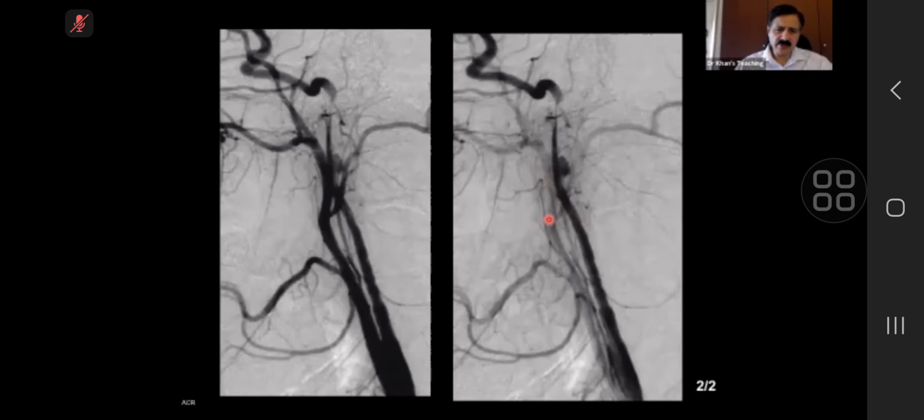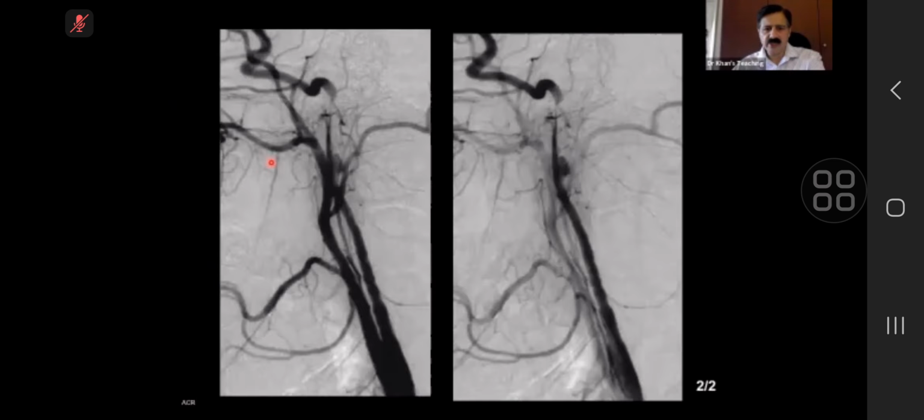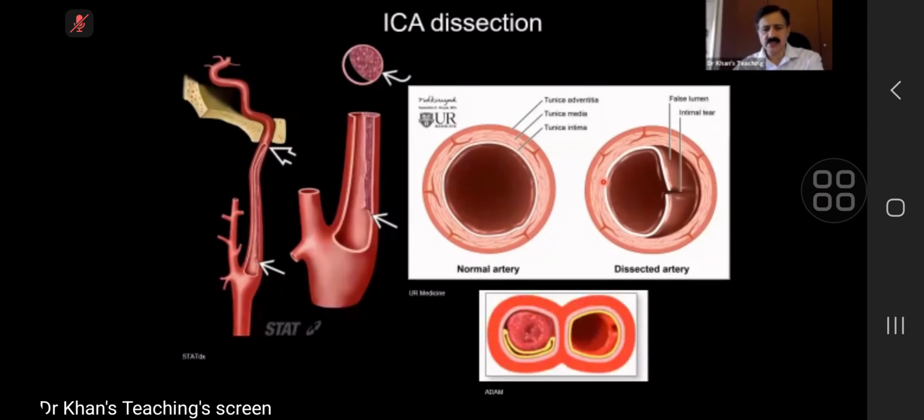Now, if you see here, the main finding of dissection is that there will be tapered narrowing. Look here. Go back to this diagram. See, it goes all the way here. Tapered narrowing means that initially more lumen is visible and then less true lumen is visible. With that, this is a finding. Considering the history, this is in keeping with a pseudo aneurysm, which can happen with dissections. So this is a dissection of the ICA.